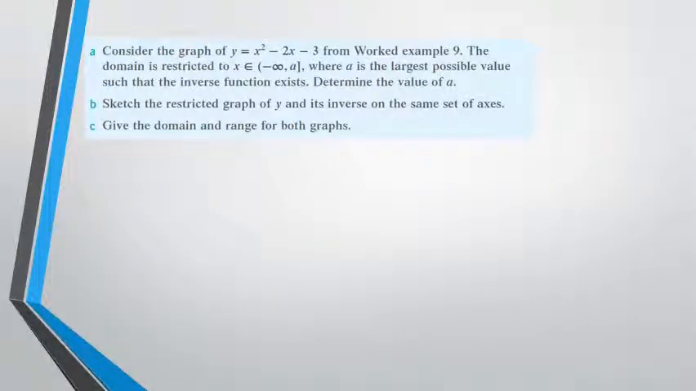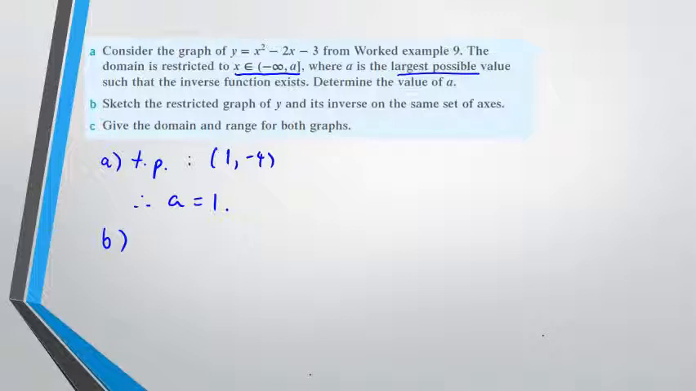Now, you sometimes need to actually restrict the domain so that you can have a certain value. Now, see how it says x is going from negative infinity to a, that means we're actually trying to push it up to the turning point because it says the largest possible value. If you remember, the turning point was at 1, -4, so then our value of a must be equal to 1.